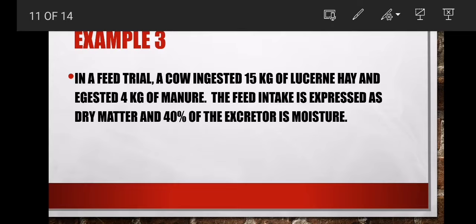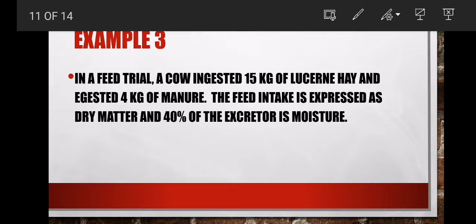Example number 3. In a feed trial, a cow ingested 15 kg of loosened hay and ingested 4 kg of manure. Idle 15 kg yakhipha 4 kg. Abakasitshela ukuthi khona okudry khona okune-moisture manje. Ake sibheke the second part of the statement.